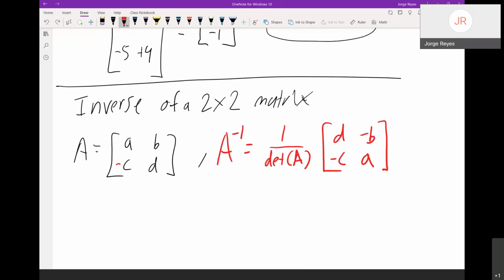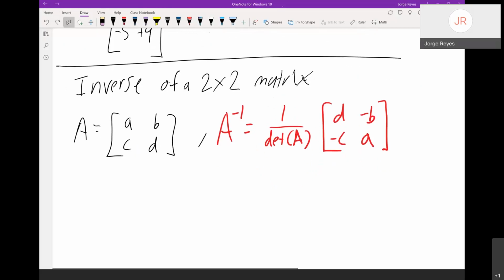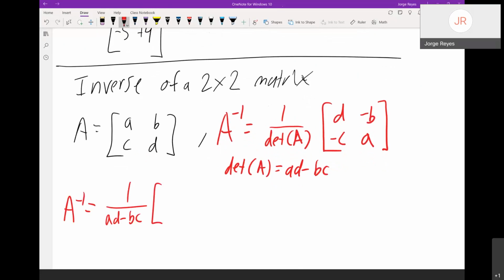So then you're like, what's the determinant of A? The determinant of A for this 2 by 2 will be AD minus BC. So the formula in your book will look like this: 1 over AD minus BC, times D, negative B, negative C, A.